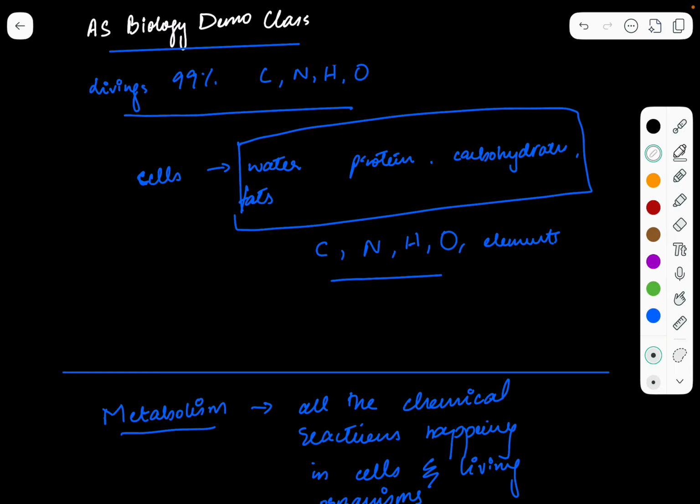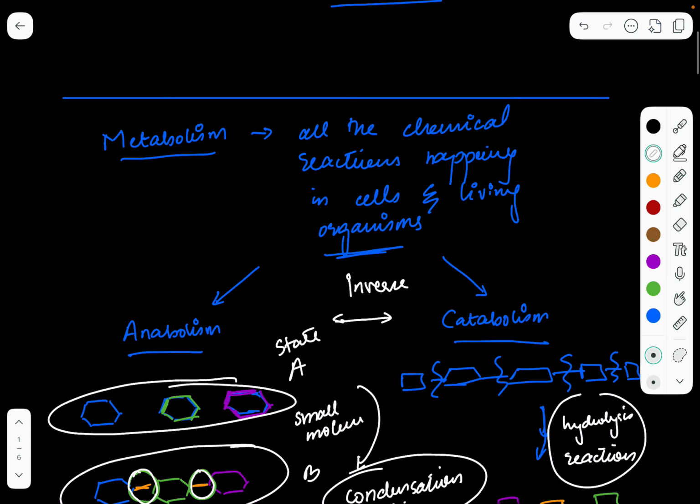99% of them are made out of this, and the remaining 1% is all the other elements. And the interaction of these elements and the breakdown and formation of different molecules such as water, protein, carbohydrates is what gives biology its properties. So metabolism is where all these different biological compounds interact, all the reactions happening in our cells, in our living organisms, and there are two halves to it.